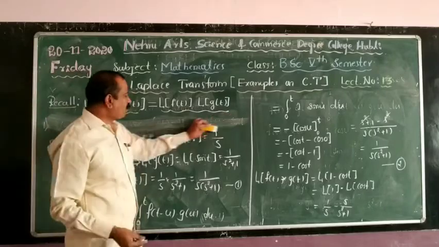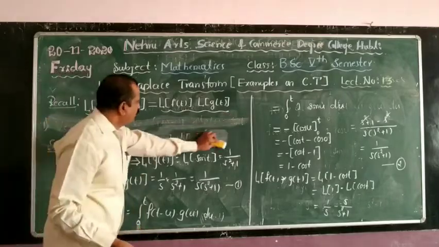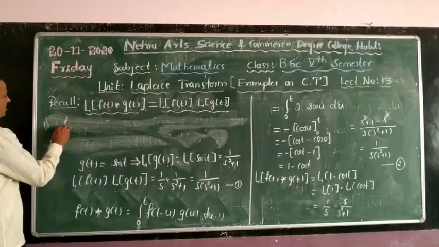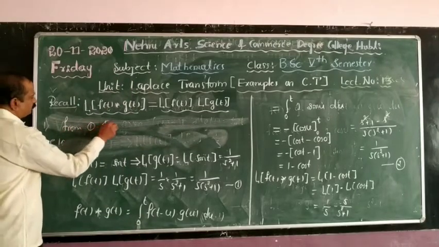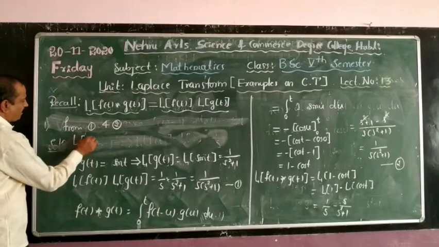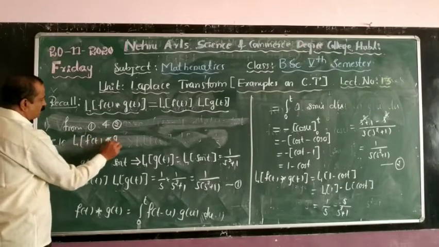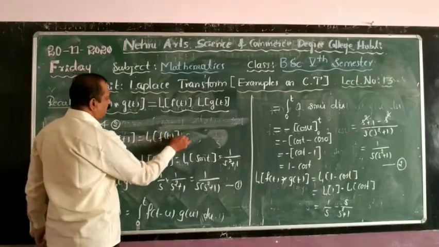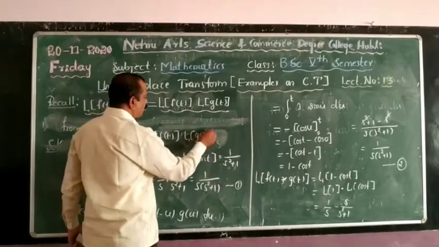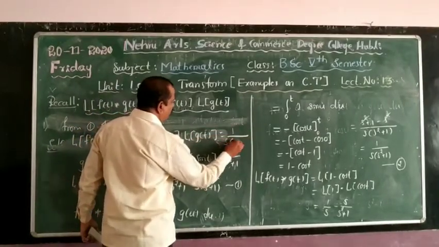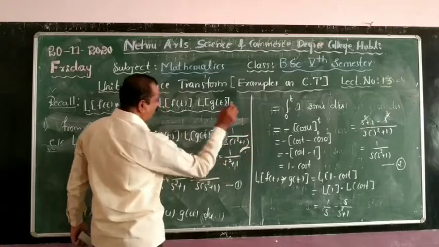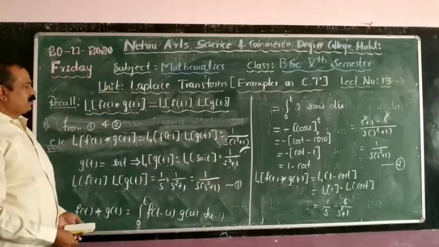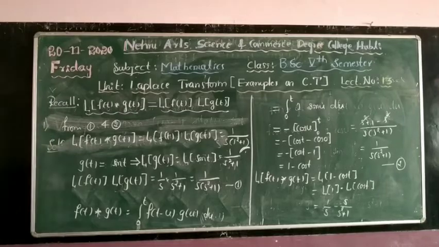So what is our conclusion? From 1 and 2, I will go for the conclusion. Again I will write this convolution statement: L of f of t star g of t is equal to L of f of t into L of g of t. Both have the same answer, 1 divided by S into S square plus 1. So this is the verification of the convolution theorem by means of one example, taking f of t equal to 1 and g of t equal to sin t.